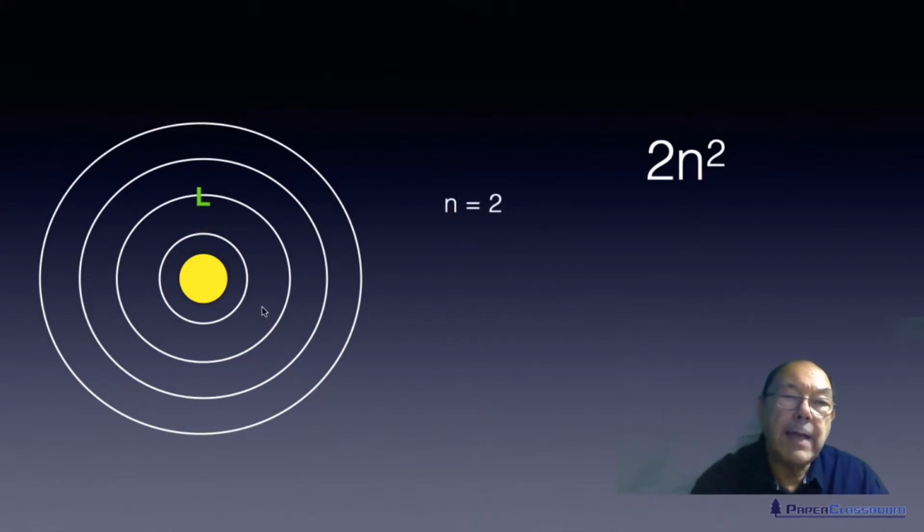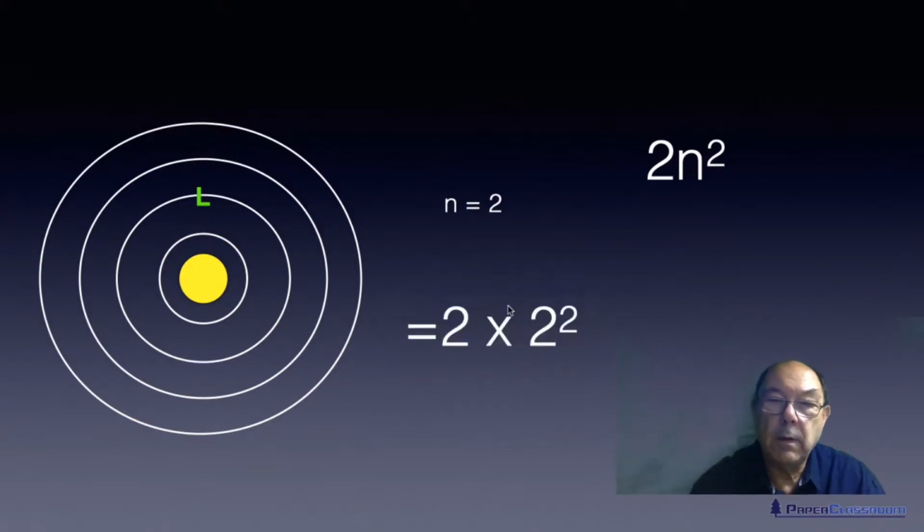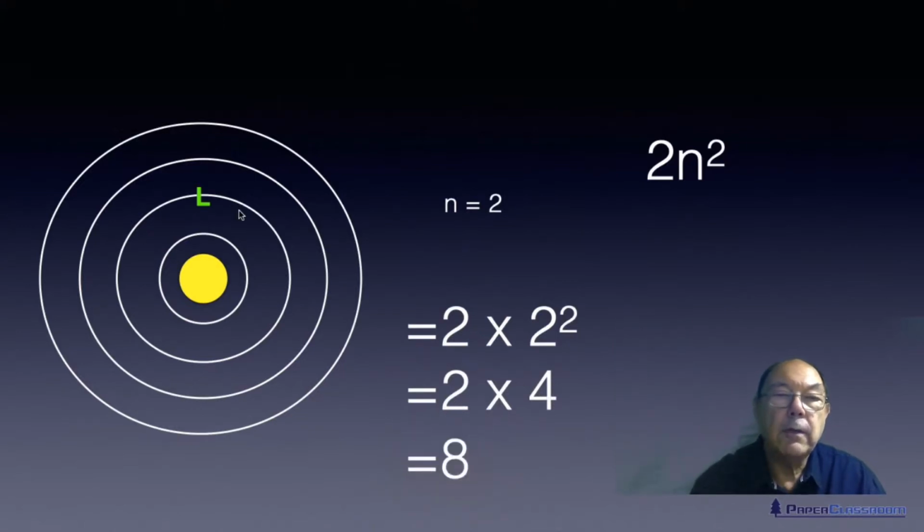If we move on to the L shell now, this is the second shell. So now n equals 2. So we simply replace this n by the number 2, and we get 2 times 2 squared. 2 squared is 4. 2 times 4 is 8. So the L shell can hold a maximum of 8 electrons, no more.